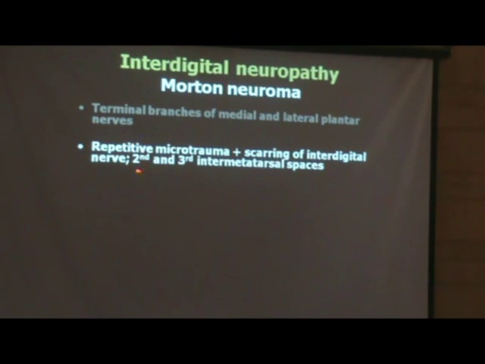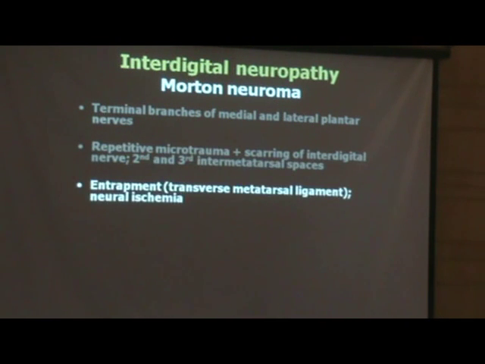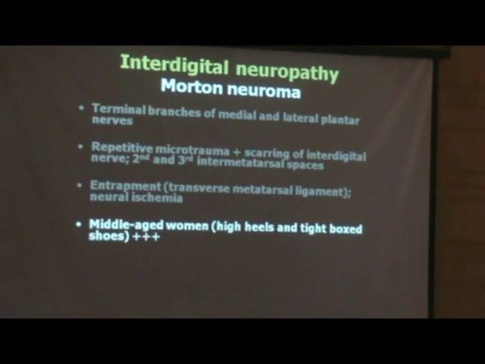It's way more frequent at second and third intermetatarsal spaces. Entrapment may also occur at the level of the transverse metatarsal ligament, which leads to neuroischemia, but it's a way more controversial mechanism of Morton neuroma. It happens often with middle-aged women, especially those wearing high heels and tight box shoes. So it's highly related to the kind of shoes the ladies are wearing, so be careful with that.